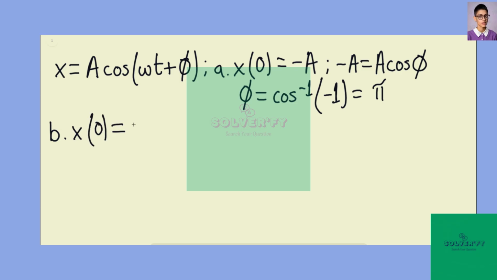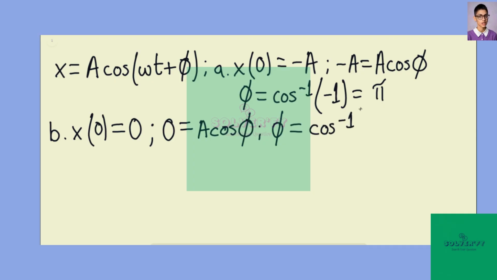So x of 0, x at t equals 0 seconds, will be equal to 0, which means that 0 equals A cosine of phi, and we know that phi is going to be equal to arc cosine of 0, or this is going to be equal to plus or minus pi over 2.